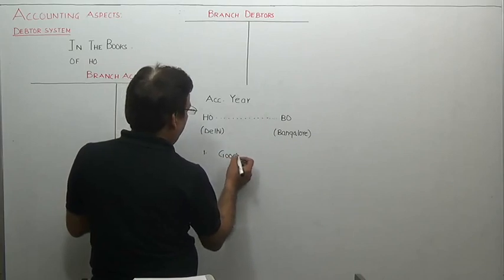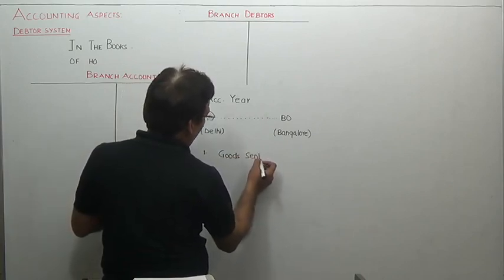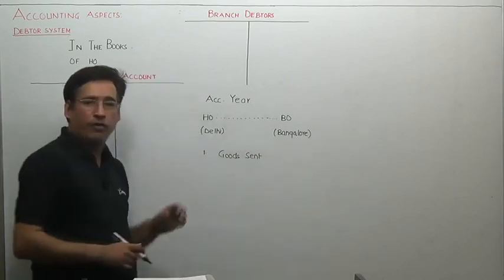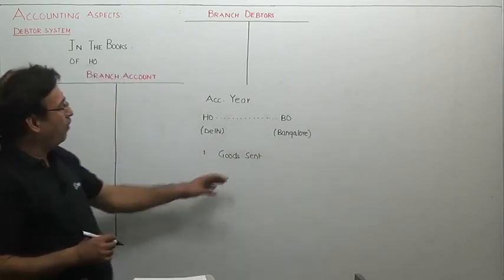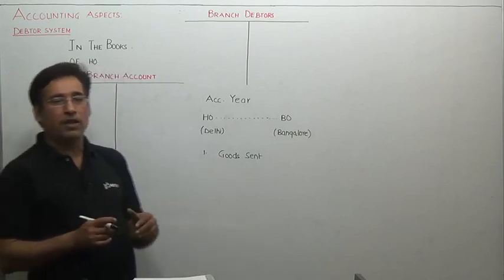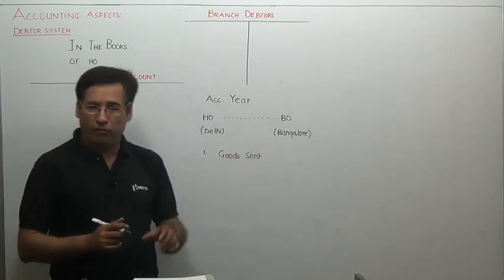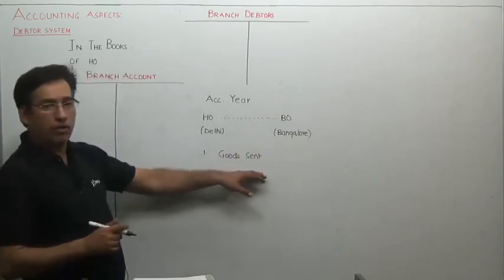We have already seen that under the debtors system, all the goods requirement of the branch shall be met by the head office, isn't it? That means the branch is not allowed to purchase goods of their own. In fact, the entire policy decision and framework will be in the hands of the head office. So head office will send the goods to the branch.